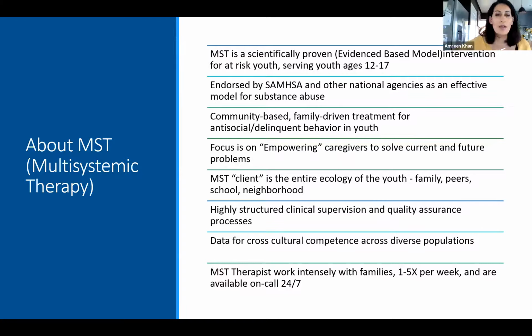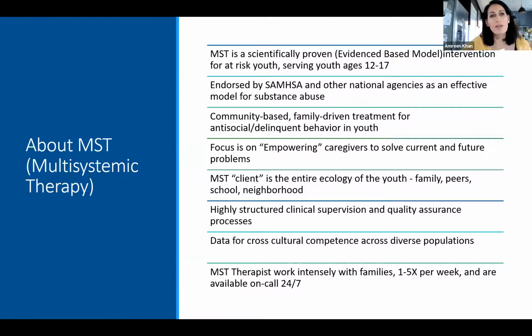substance abuse. It's community-based and family-driven to target antisocial or delinquent behavior in youth, and the focus is on empowering caregivers to solve current and future problems, as opposed to traditional talk therapy, which is more individually driven. So in MST, the client is the whole ecology of the youth: the family, the peers, the school, the neighborhood. It involves highly structured clinical supervision and quality assurance process.